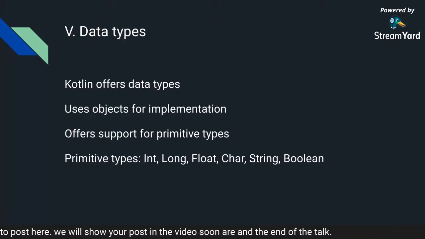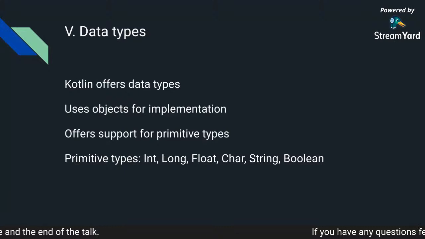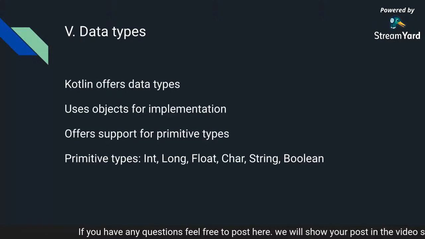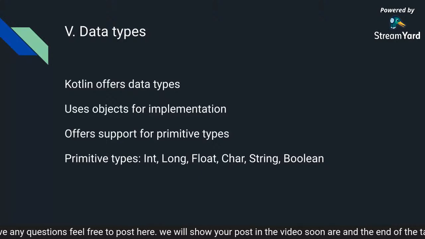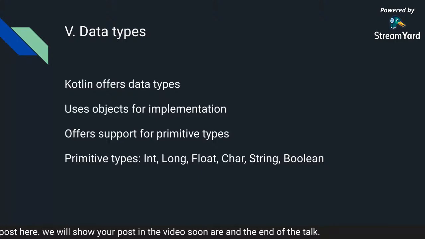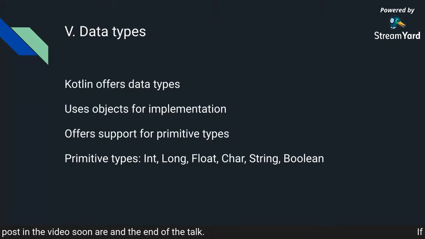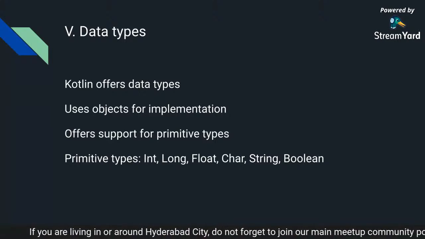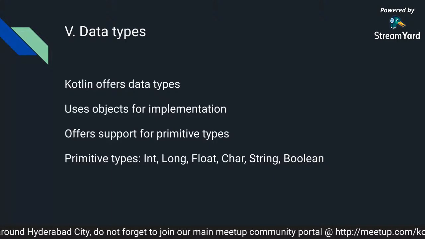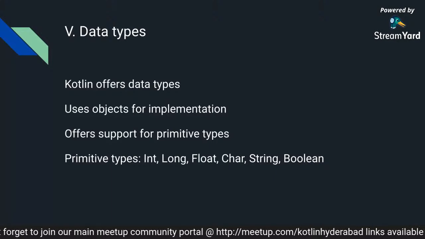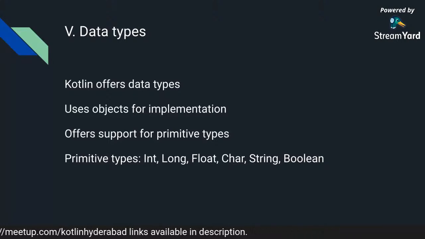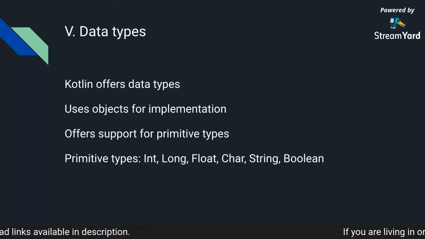Now we'll take a look at data types. So Kotlin offers data types, of course. Data types are very basic things, and obviously it uses objects for its implementation. In Java also, the super object of all objects is still an object. Any class, its super object is an object. So in Kotlin also that same thing is there. Objects are used for their implementation, and Kotlin offers primitive data types. So primitive data types, what are those? Those are integers, long, float, a character, a string, and a boolean. So you can have these primitive types.